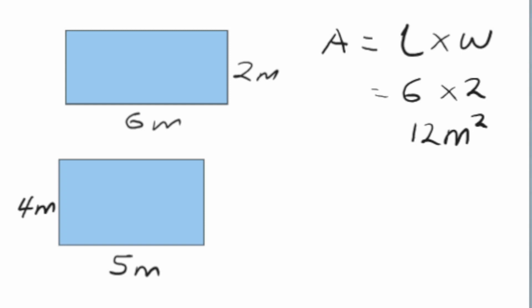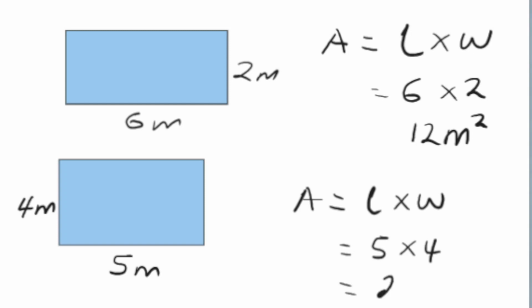So your answer is going to be, okay, I hope you got it right. Let's see. So this is a rectangle. So the area of a rectangle is going to be length times width. And then your length is 5, your width is 4. So you get 20 meters square.